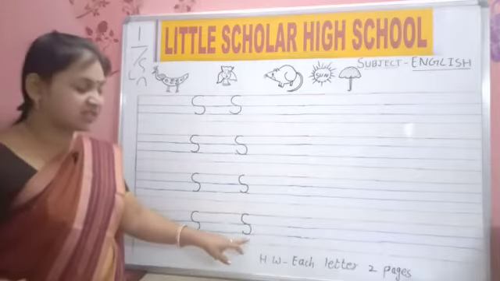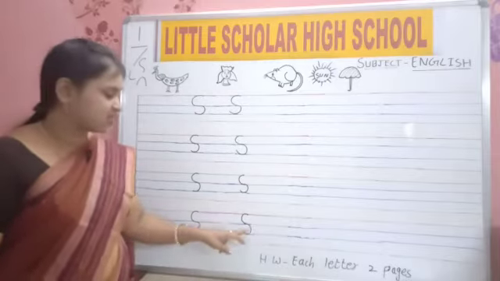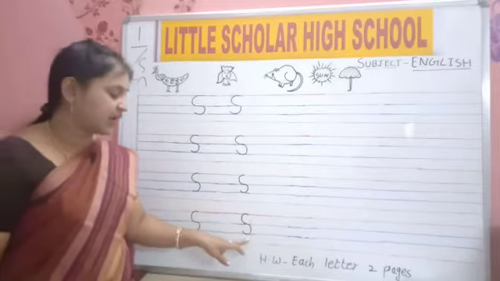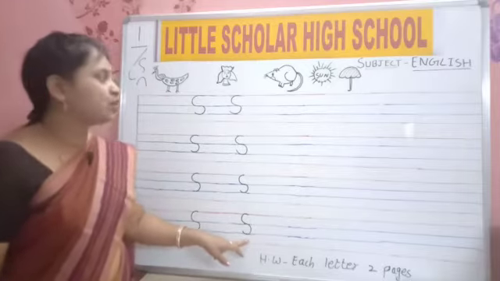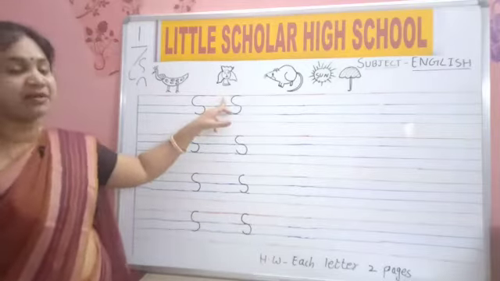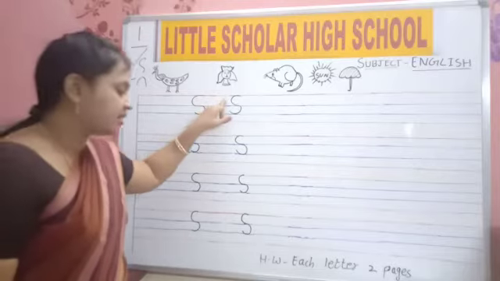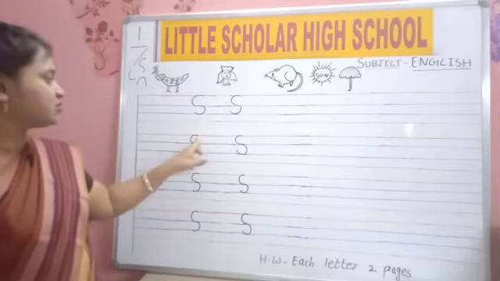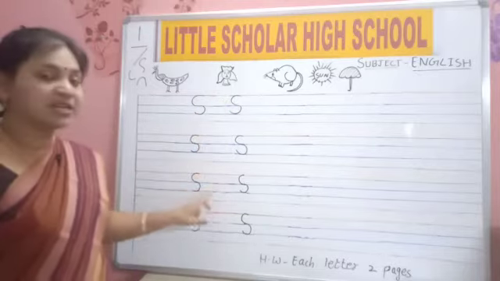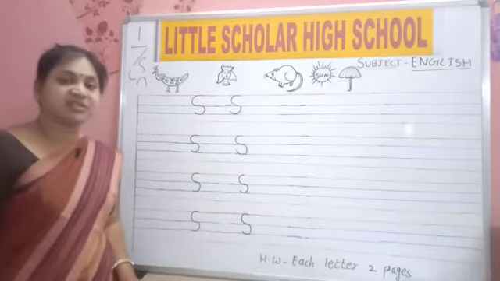Yes, which letter is this? Yes, understood. Start from the red line and end on the second blue line. All the capital letters will touch the red line. All the capital letters should touch the red line. Which letter is this?